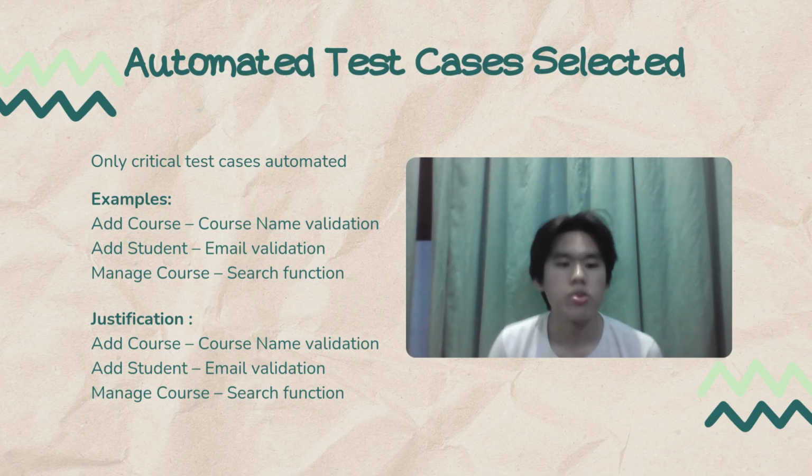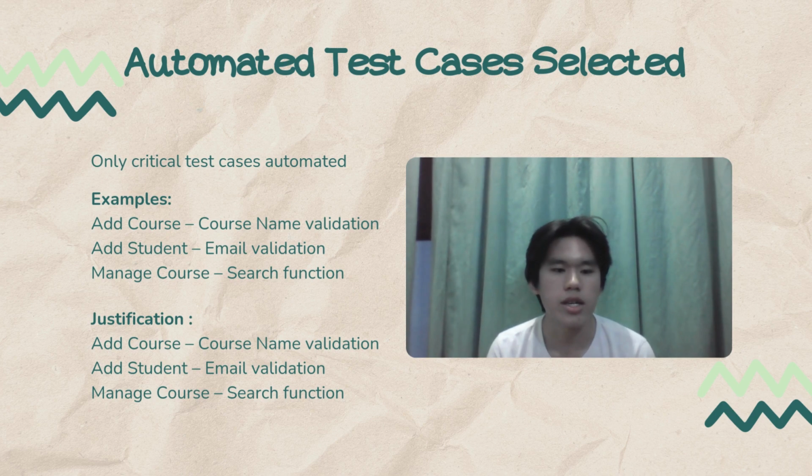So for automated testing, we did not automate all test cases. Instead, we selected only the most important and high-risk functionalities, such as add course, add student, and search functions. These features were chosen because they involve frequent user input, data validation, and are critical to system integrity. Automating these test cases provides the highest testing value instead of doing it manually.